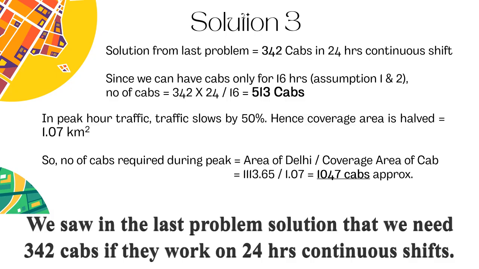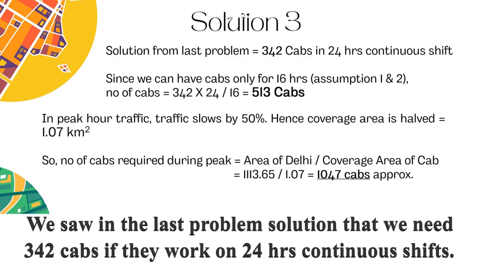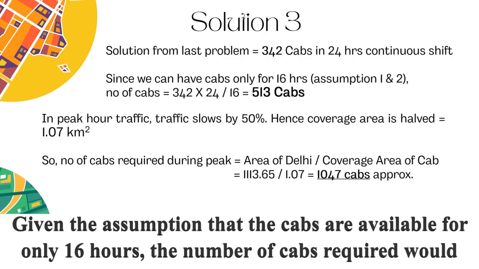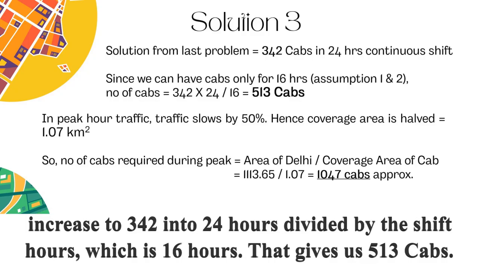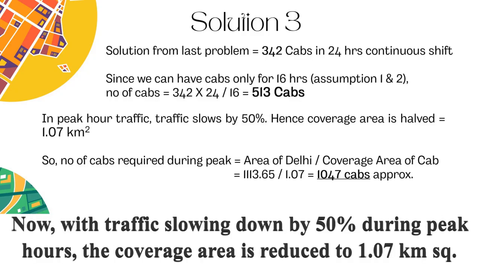We saw in the last problem solution that we need 342 cabs if they work for 24 hours continuous shifts. Given the assumption that cabs are available only 16 hours, the number of cabs required would increase to 342 times 24 hours divided by the shift hours, which is 16 hours. That gives us 513 cabs.